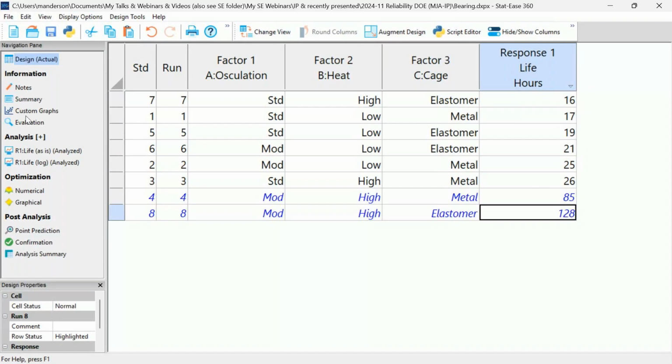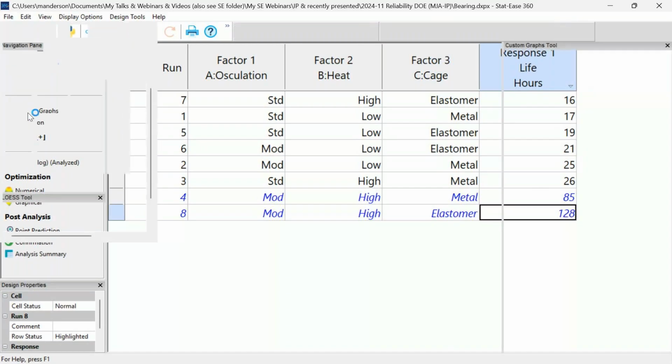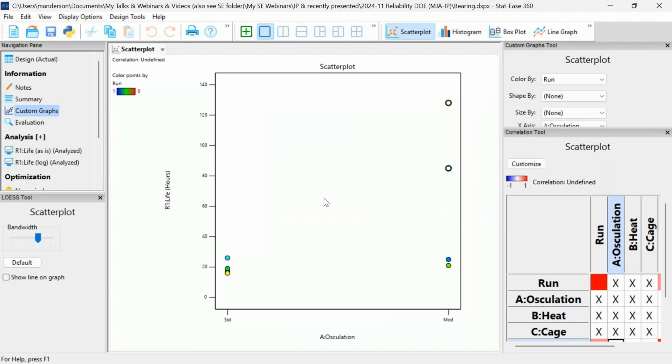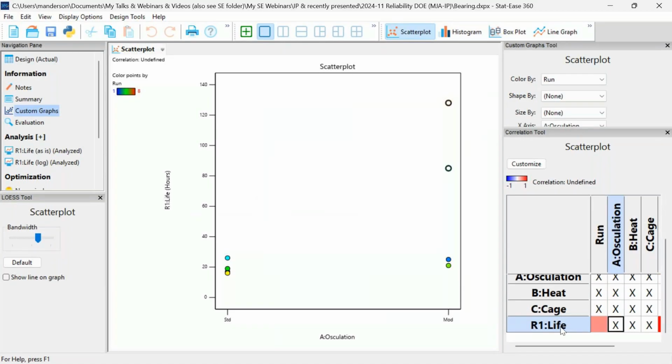And then, because a graph is always much more informative, I like to say, although this isn't true, that Confucius said, one graph is worth 1,000 numbers. I don't know if that's a real saying, but I feel like a graph is very powerful. And so here we can see, because these are treated categorically, we just see an X in here and we don't get the normal color coding that shows the amount of correlation. But you can see from the graph that going to the modified oscillation seems to create a big increase, as does the heat. And then the cage, maybe is not having much of an impact.